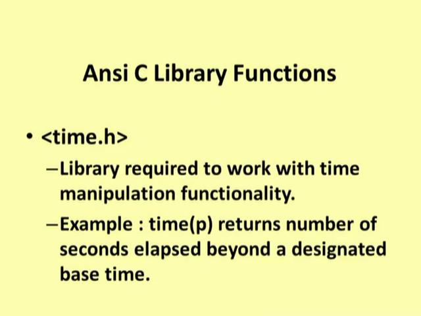Next one is time.h. Now time.h is the library available to work with time manipulation functionality. If I want to create software and within the software I require time functionality, for that you have to include the routine time.h. Here the example is time, which contains a parameter p. If I use this function, it returns the number of seconds elapsed beyond a designated base time. So these are the various functionalities available with the ANSI C library functions.